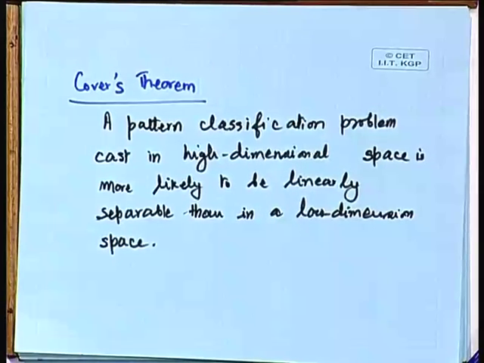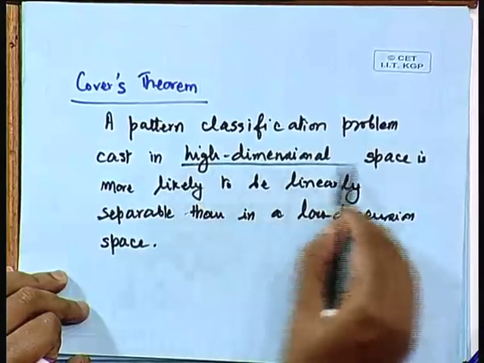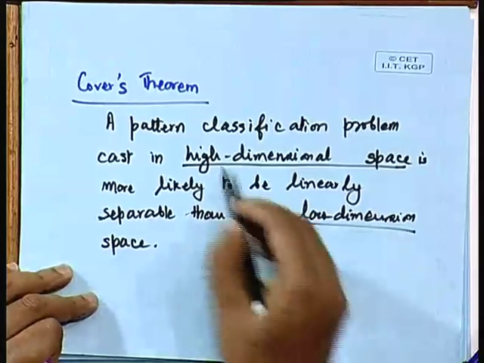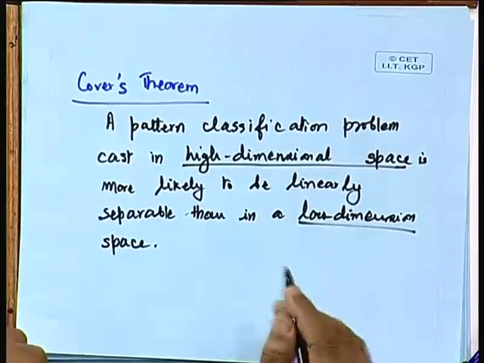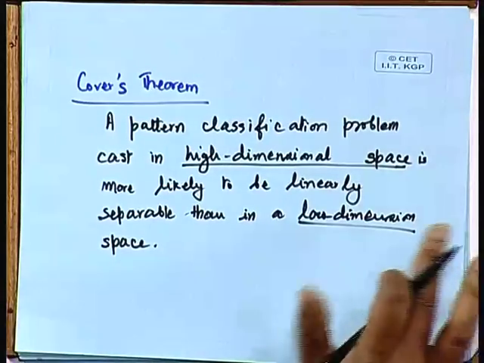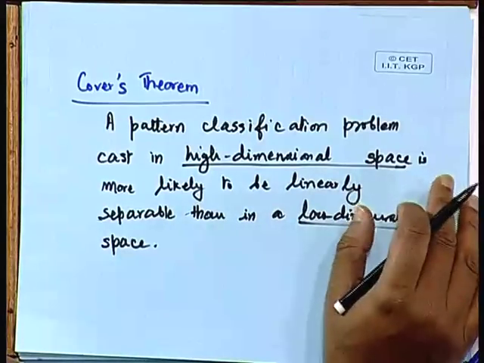So, this is what it is. That is why we should be considering the mapping from the low dimension to the higher dimensional space. So, our idea will be to make it linearly separable in the mapped space. What is non-linearly separable in input space should be linearly separable in the mapped space.